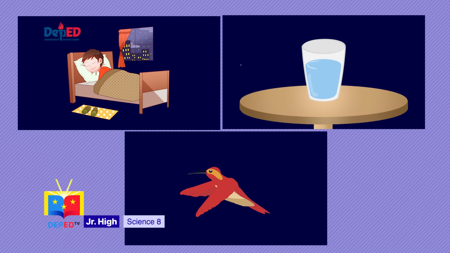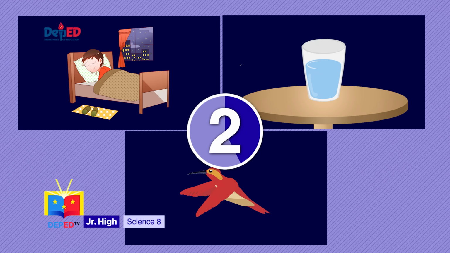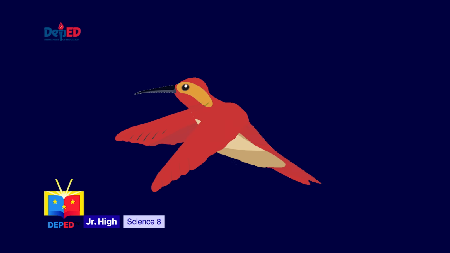Which of the following pictures does not show normal force? Very good! A flying bird is not in contact with a surface that would exert an upward force. You're doing great so far!